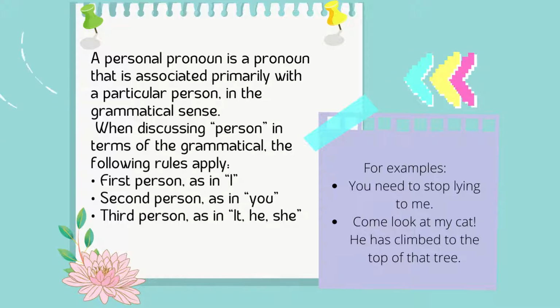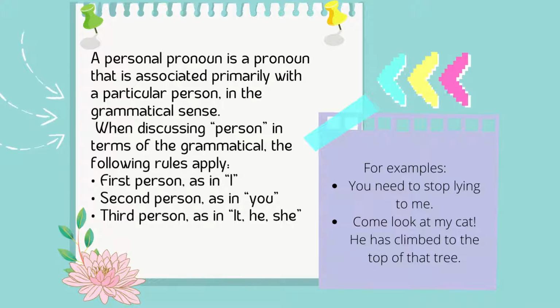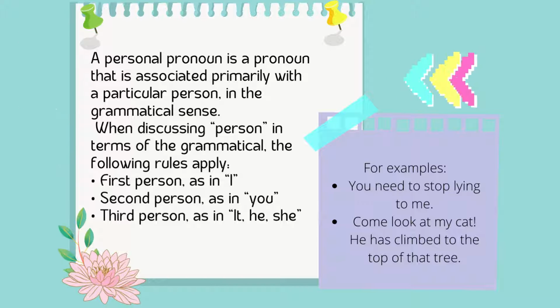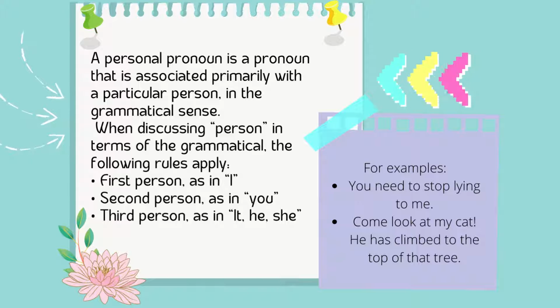A personal pronoun is a pronoun that is associated primarily with a particular person in the grammatical sense. When discussing person in terms of the grammatical, the following rules apply: first person as in I, second person as in you, third person as in it, he, and she. For examples, you need to stop lying to me. Come look at my cat. He has climbed to the top of that tree.